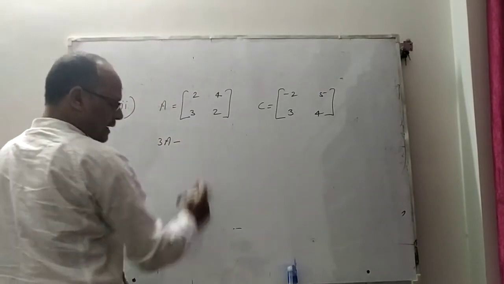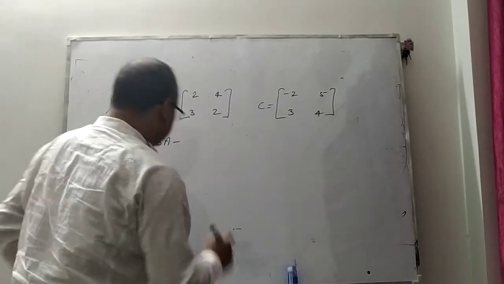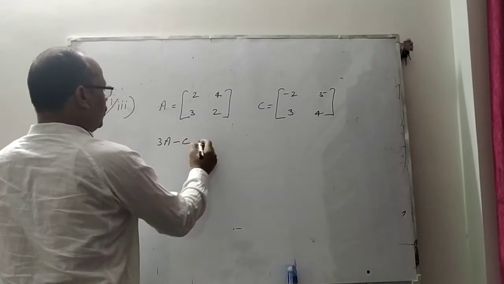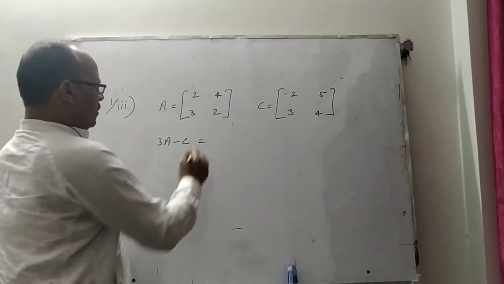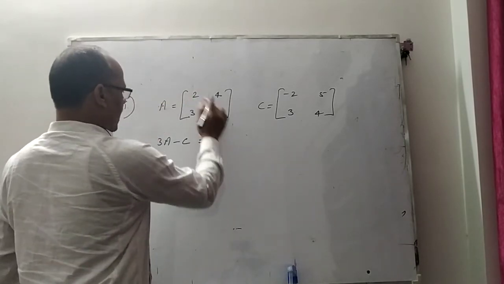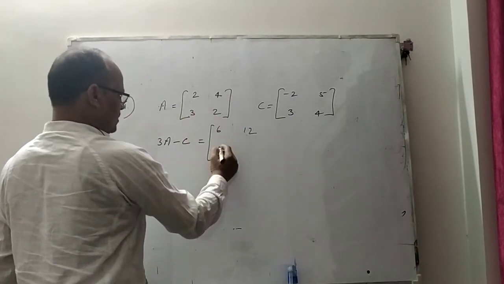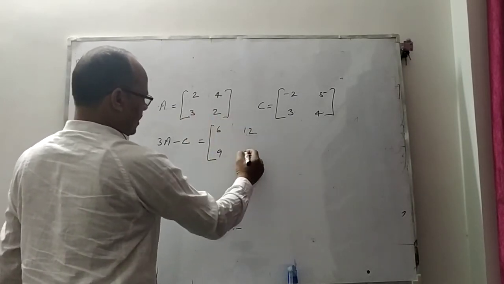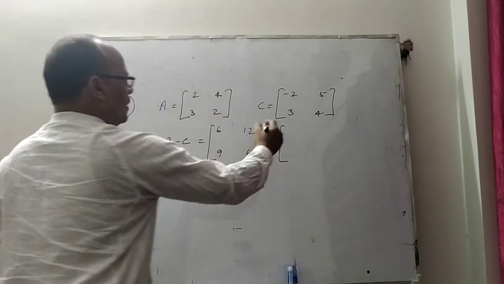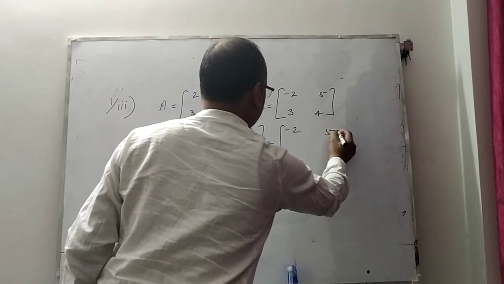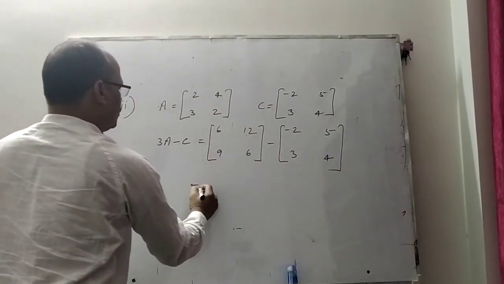3A minus C. You will write here 3 is multiplied to this. 3 is multiplied to 2, 6; 3 is multiplied to 4, 12; to this 9; to this it will become 6. Minus the matrix -2, 5, 3, 4. You can do this.